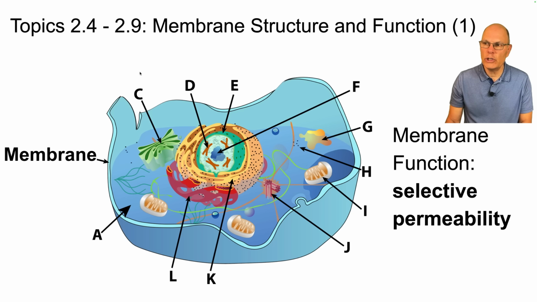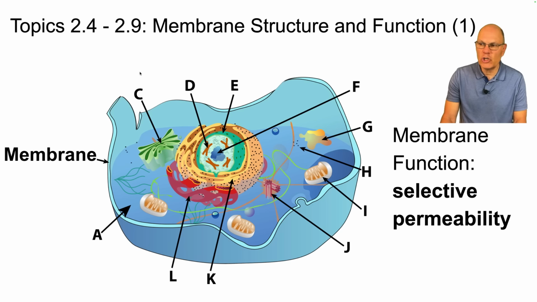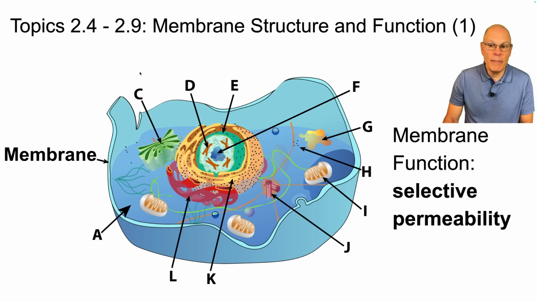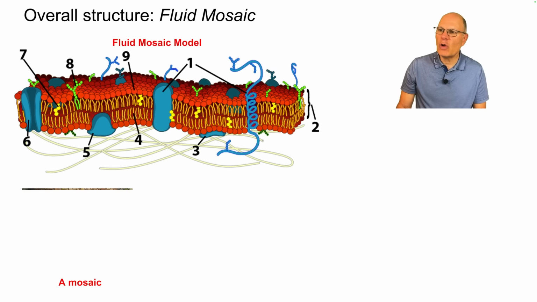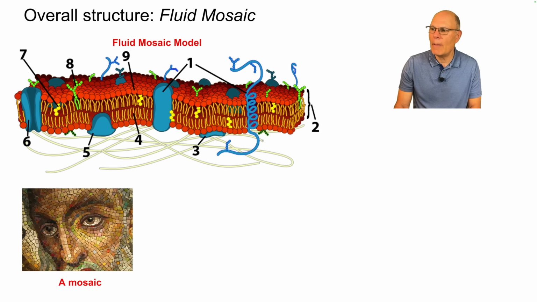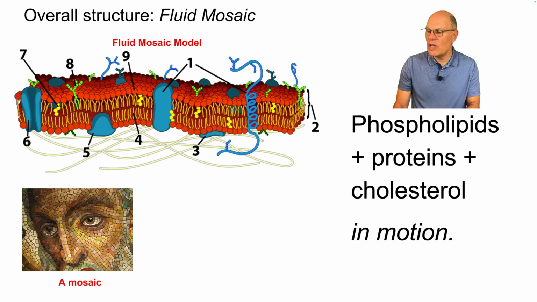Topics 2.4 to 2.9, membrane structure and function. We'll start with membrane function. It's all about selective permeability, controlling what can enter and leave the cell. Phospholipids form the framework, but because we already talked about that in Unit 1, you can go back and look at that. The overall structure is a fluid mosaic model. And what that means is that there's not only phospholipids, there's also protein and cholesterol, and they're all moving around.